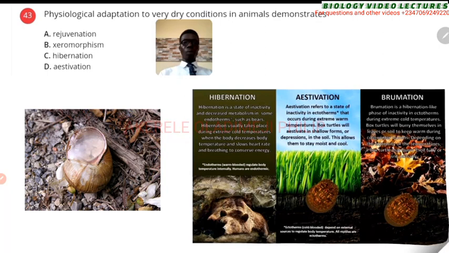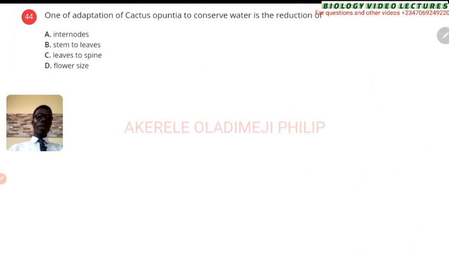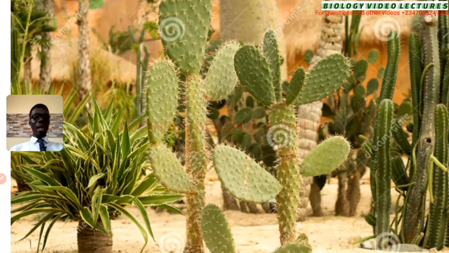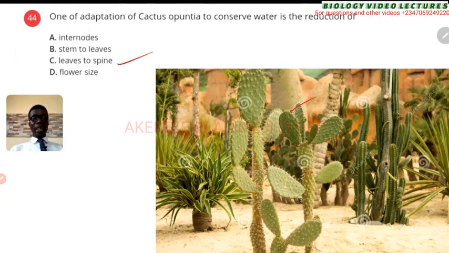One of the adaptations of Cactus opuntia to conserve water is the reduction of leaves to spines. We've done that in this same year. So instead of having leaves, you have spines. And I told you why: the more leaves you have, the more stomata you have, and the more stomata you have, the more water you lose.